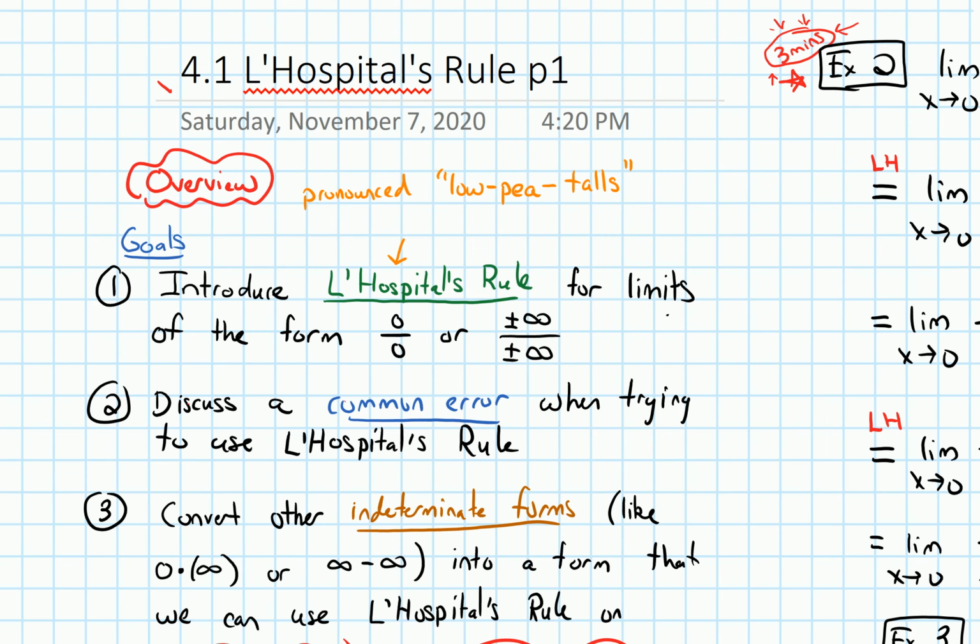All right, so in terms of our goals for this section, we have introduced what L'Hopital's rule is, and we've talked about that it applies for limits of the form 0 over 0 or plus or minus infinity over plus or minus infinity. In the next video, we will discuss a common mistake, a common error that I see when folks try to use L'Hopital's rule.